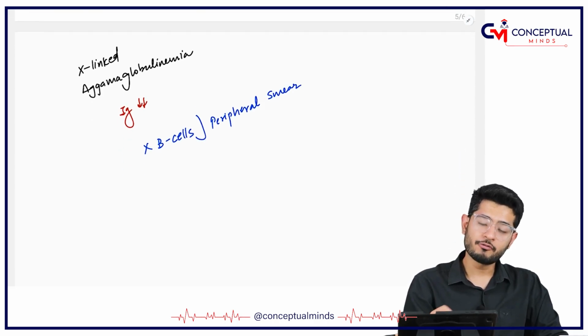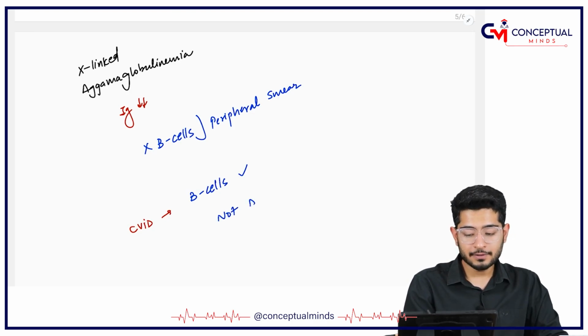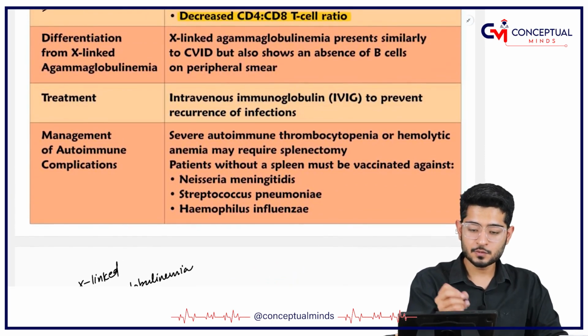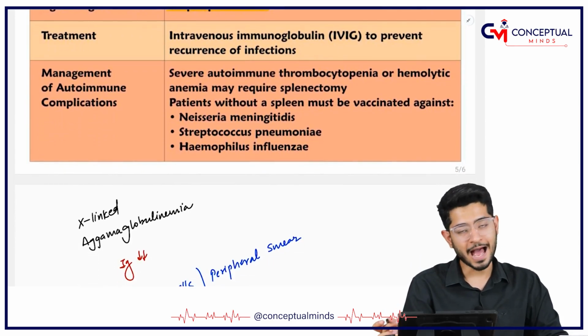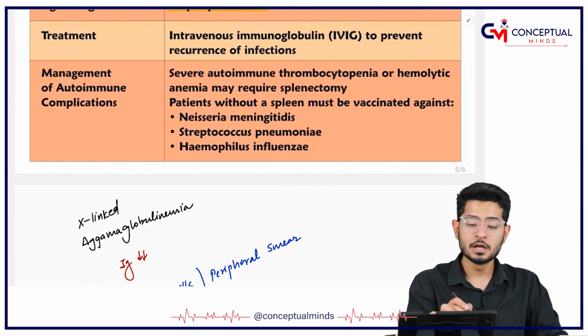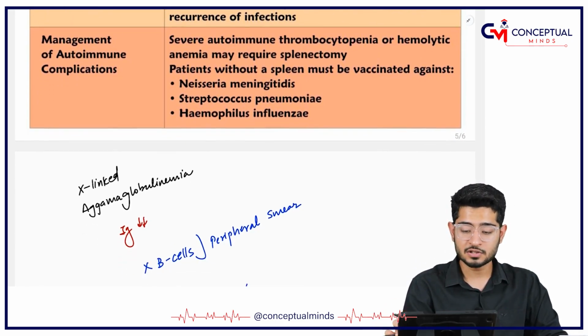But if you talk about CVID, of course B cells are going to be there, but B cells are not going to divide. They are not dividing, although they are present. Similarly, X-linked Hypogammaglobulinemia presents mainly similar to CVID, but it also shows an absence of B cells on peripheral smear. So what to do? We have to give the immunoglobulins from outside. Start giving intravenous immunoglobulins to prevent the recurrent infections.